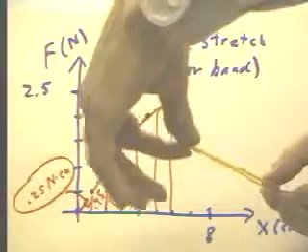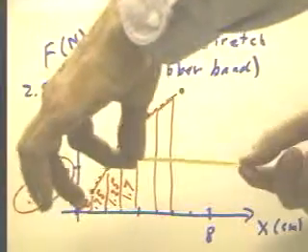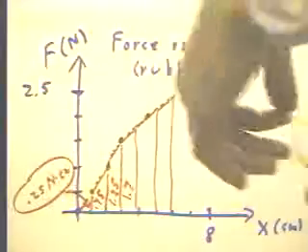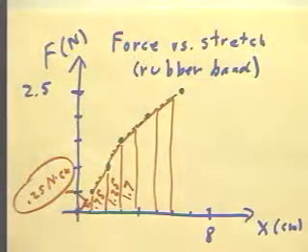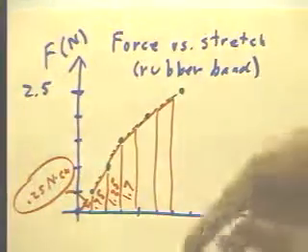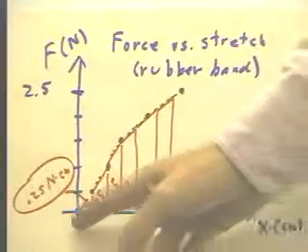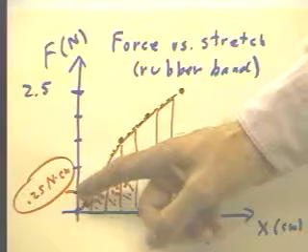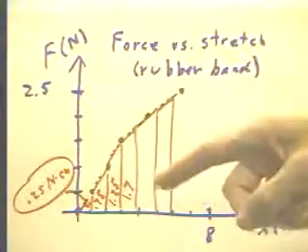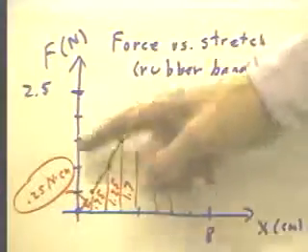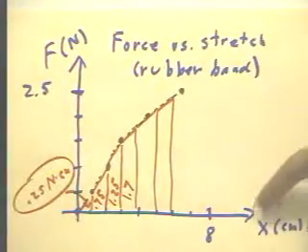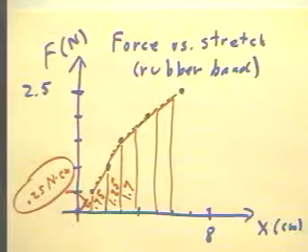By measuring the force required to stretch a rubber band 1 centimeter, 2 centimeters, 3, 4, and so forth. We take measurements at 1 centimeter. Actually, we took measurements at 0.5 Newton intervals, so that on a force versus stretch graph, X represents a stretch in centimeters.